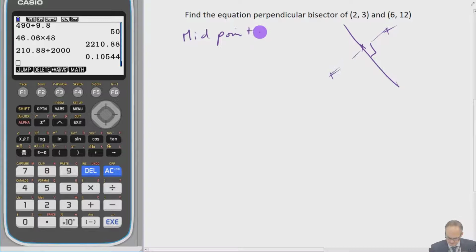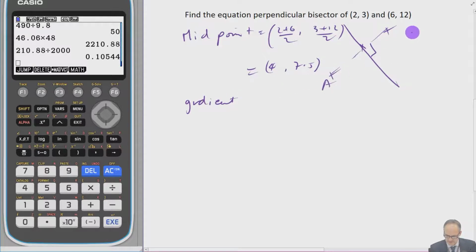So the midpoint, if you know your formula, is going to be (2 plus 6) over 2, and then (3 plus 12) over 2. So we get a midpoint of 8 over 2 is 4, 15 over 2 is 7.5. So that's our midpoint. We now know where that is. Next, we want to find the gradient of these 2 points. Let's call them A and B, just to make our life easier. So we can find the gradient of AB. So change in y, 12 minus 3, over the change in x, which is 6 minus 2. So we get 9 over 4.